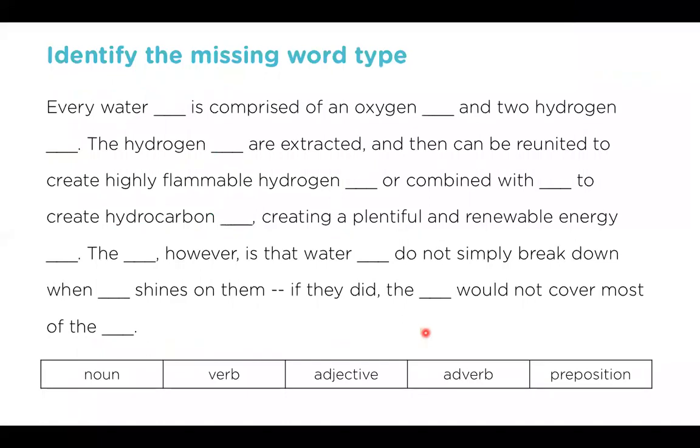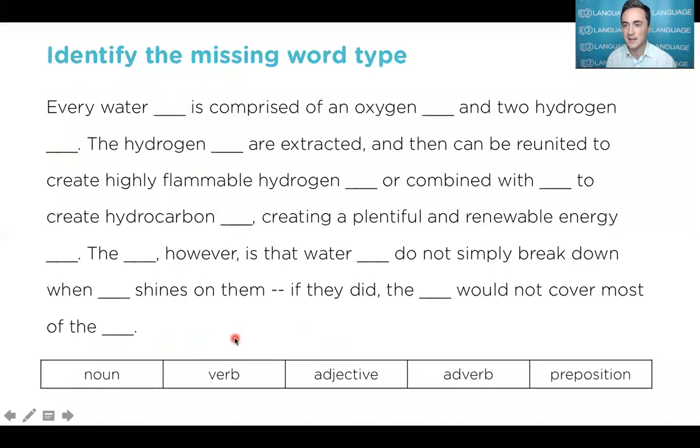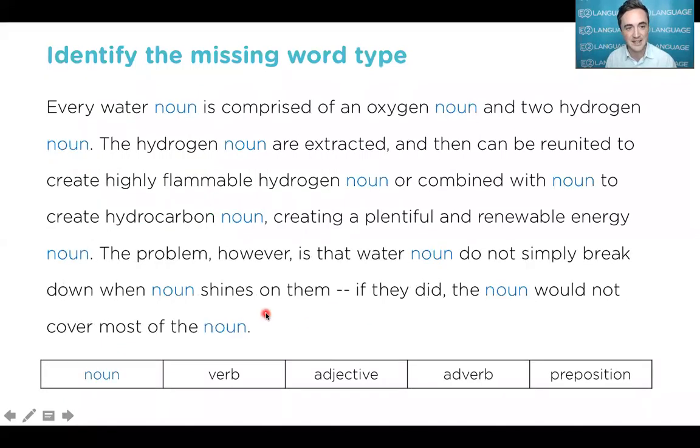Yes, correct. Well done. That was pretty easy because we had the process of logical deduction there. So we got nouns: water, noun, oxygen, noun, hydrogen, noun, combine with a noun to create a noun.